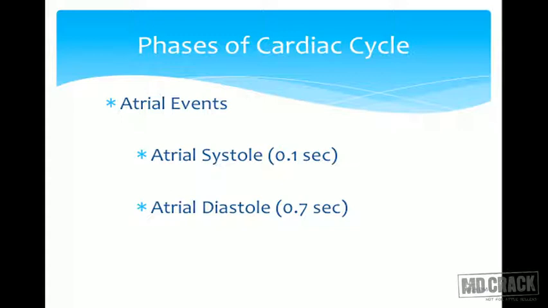Now, what are the events or phases in the cardiac cycle? We can divide it into atrial events and ventricular events. First, the action potential starts in the SA node. It will spread to the atria, and because of the spread of the action potential, the atria will contract. So we call it the atrial systole. Now, the atrial systole will cause pumping of the blood from the atria into the ventricle.